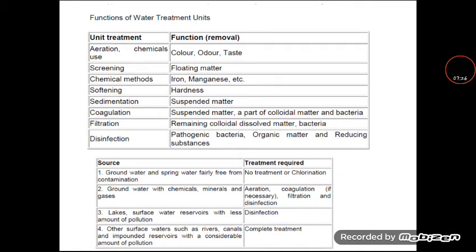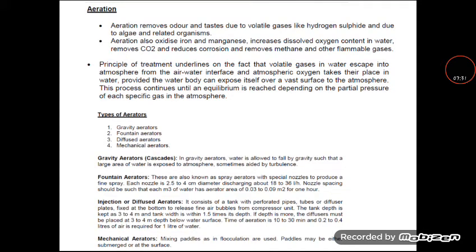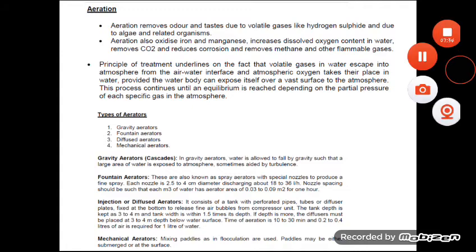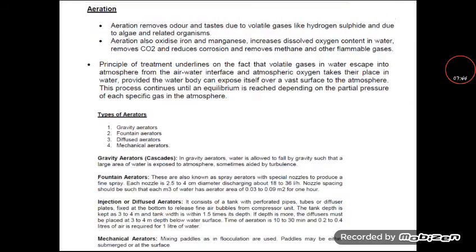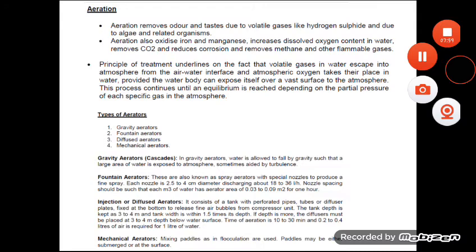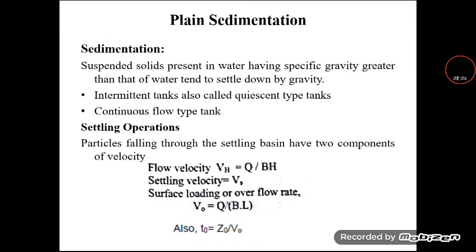So these are the treatments required according to the source. Next one is the aeration process. Aeration is the process used to remove taste and odor, and moreover it is a secondary treatment used to remove these things. The various types of aerators used for this purpose are gravity aerators, fountain aerators, diffused aerators and mechanical aerators. So the next one is the sedimentation process.